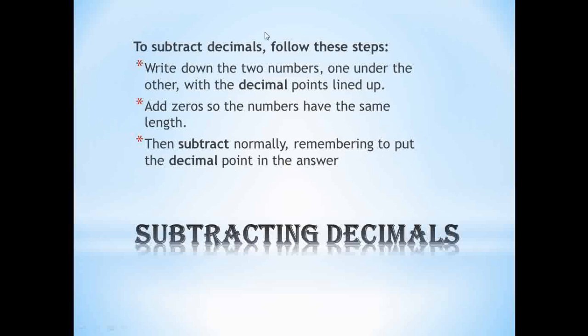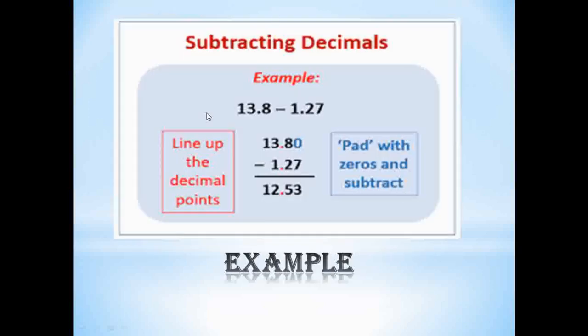Alright, and we do the same thing when we are finished with our answer. We ensure that the decimal point comes right down in line with the numbers that we have already lined up. And we have an example right here, subtracting decimals. So I have 13.8 minus 1.2, and it says that we are to line up the decimal points, and that's what we did right here.